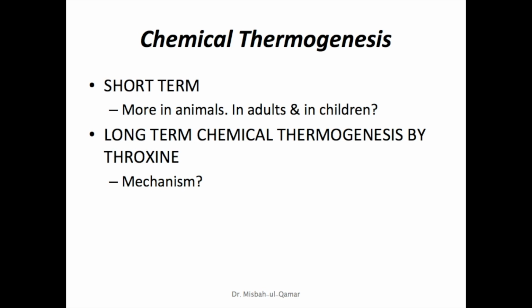Here we were talking about the short-term thermogenesis. So the long-term chemical thermogenesis that is achieved by thyroxine. What happens is that when the anterior hypothalamus is cooled down, this cooling results in the release of thyroid releasing hormone from the hypothalamus, which will result in the release of thyroid stimulating hormone from the anterior pituitary gland. Now, the release of this TSH from the anterior pituitary results in the thyroxine release by the thyroid gland, which will cause increased cellular metabolism and hence the heat production.